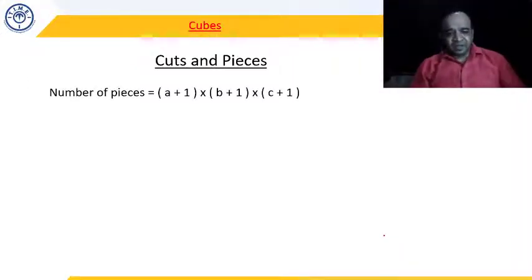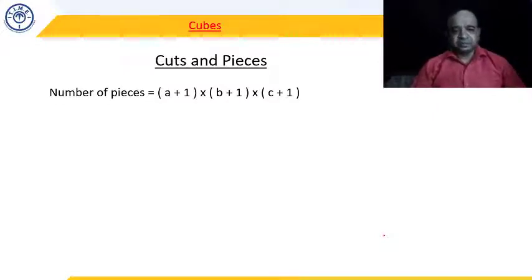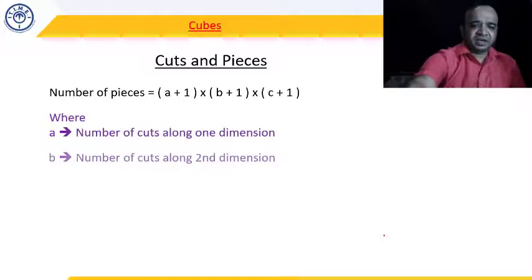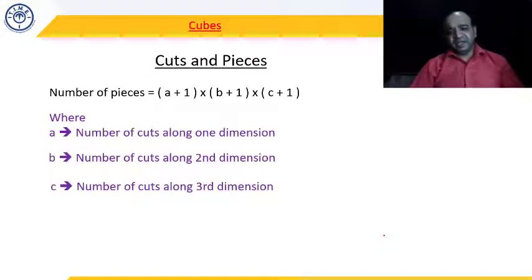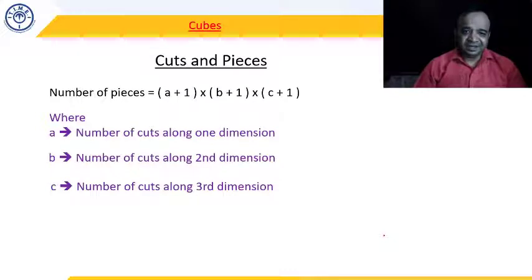So just look at this here. Number of pieces equal to A plus 1 into B plus 1 into C plus 1, where A is the number of cuts along one of the dimensions, B is the number of cuts along the second dimension, and C is the number of cuts along the third dimension. That is the conclusion we have made till now by taking an example and generalizing that example. I hope this is clear. So if cuts are A, B, and C along the different dimensions, then the number of pieces can be obtained as A plus 1 into B plus 1 into C plus 1.